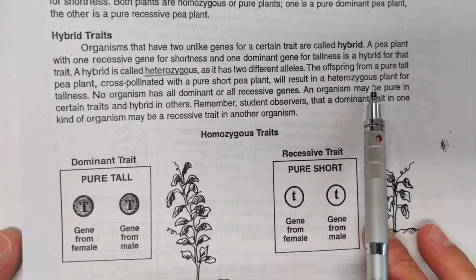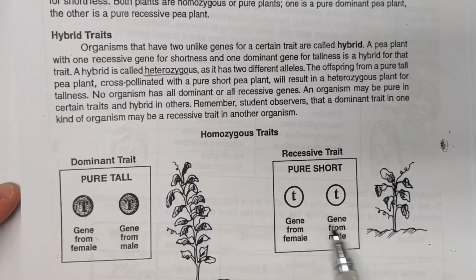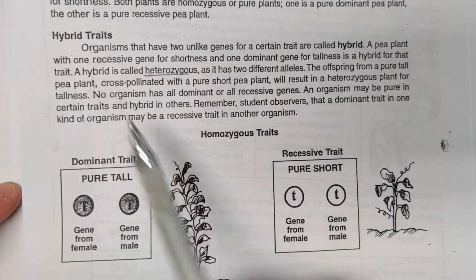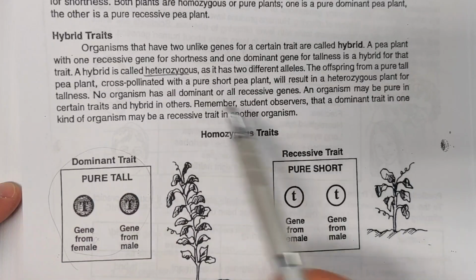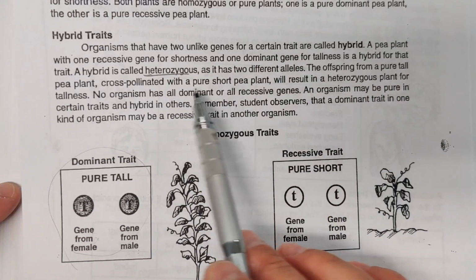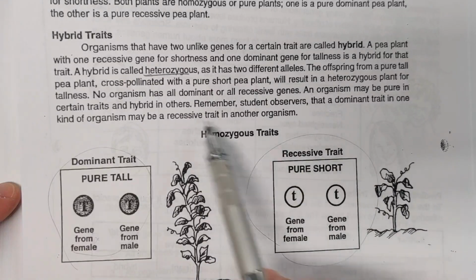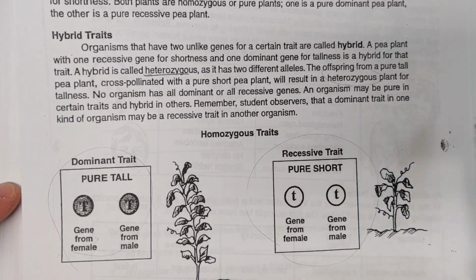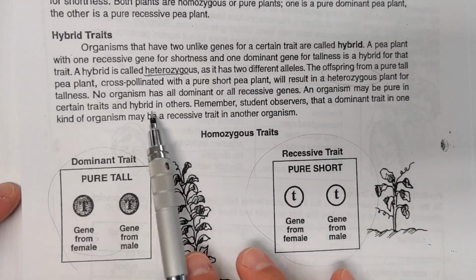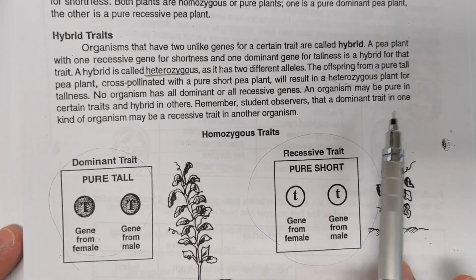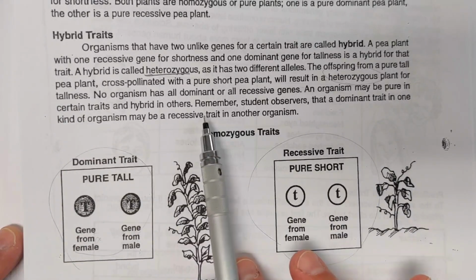plant will result in a heterozygous plant, and that's what we're going to talk about right down here, so just wait. So the offspring from a pure tall plant right here, crossed with the offspring from a pure short plant will result in a heterozygous plant, one big, one little. We'll see right away. No organism has all dominant or recessive genes. An organism may be pure in certain traits and hybrid in others.